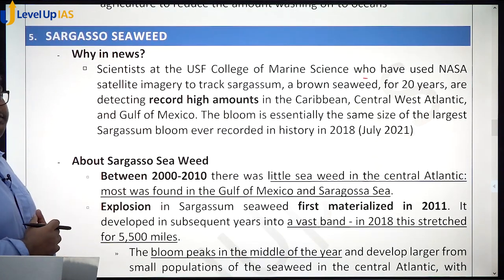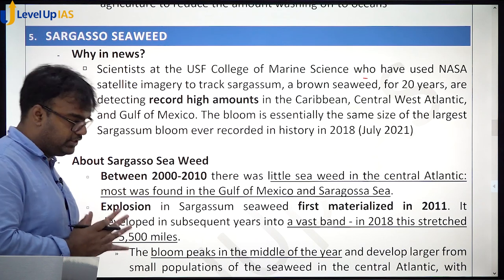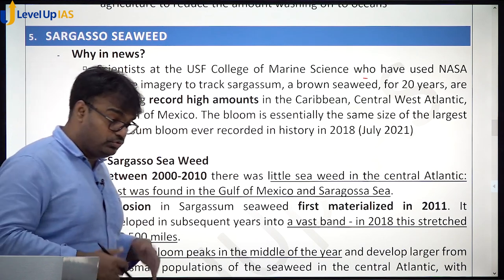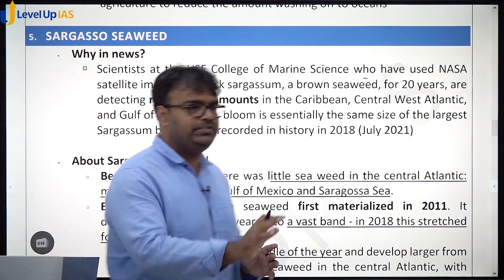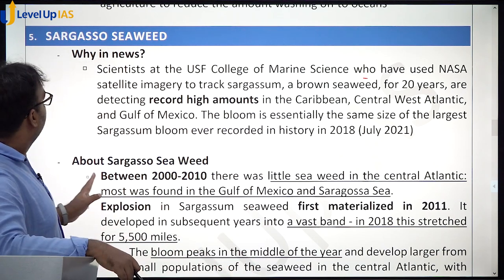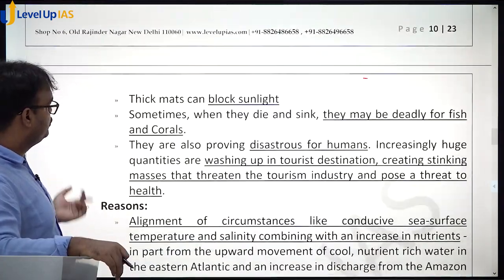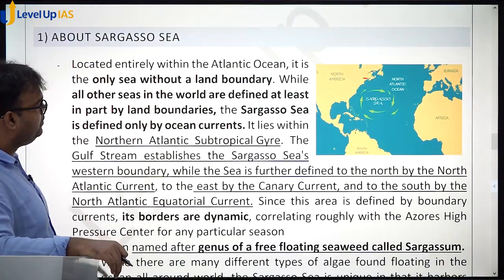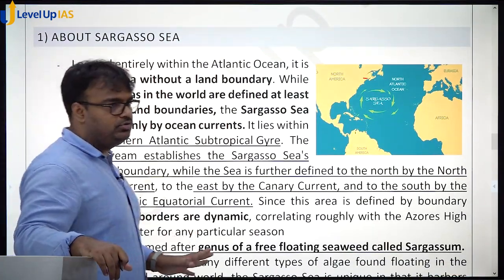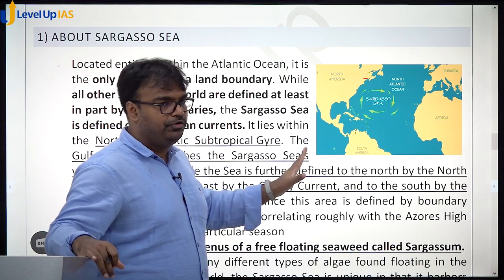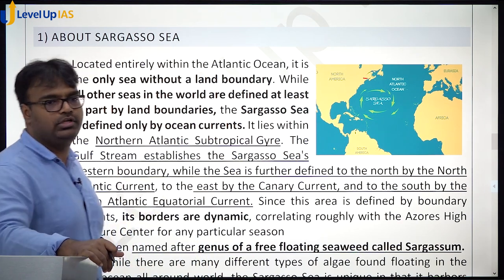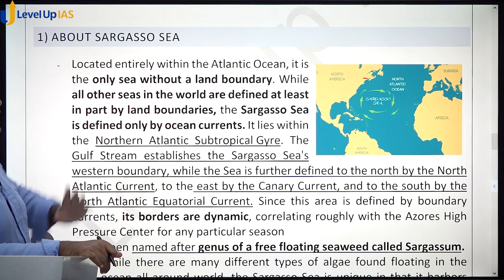Okay, now, Sargasso seaweed. What is this issue? This was in the news just now, in July 2021. So let's first understand what the Sargasso Sea is, the next topic. The Sargasso Sea is a sea lying in the North Atlantic Ocean, the Northeast Atlantic Ocean.